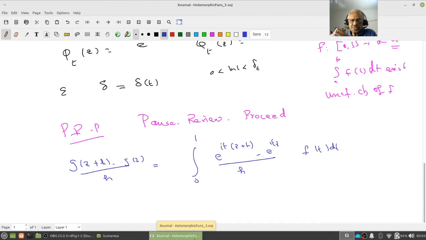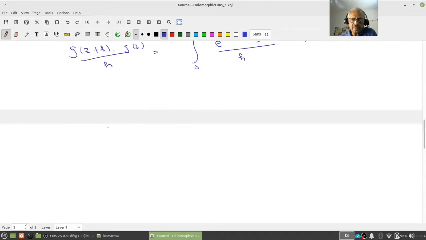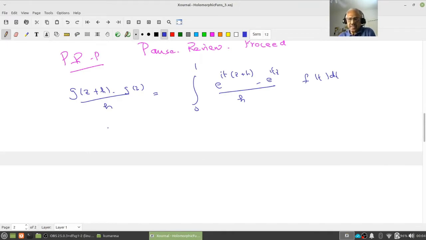My intuition says t is going to lie between 0 and 1, therefore somehow I should be able to control it using mod t, which is less than or equal to 1. And of course f is a continuous function, so it will be bounded. These are the basic ideas, but I have to make a rigorous proof out of them. I am going through this so that you learn to think, rather than simply memorize and go through the proof. The first thing we observe is that in the integral from 0 to 1, e^{itz} is common. Therefore, it is e^{itz} times (e^{ith} minus 1) by h times f(t) dt.